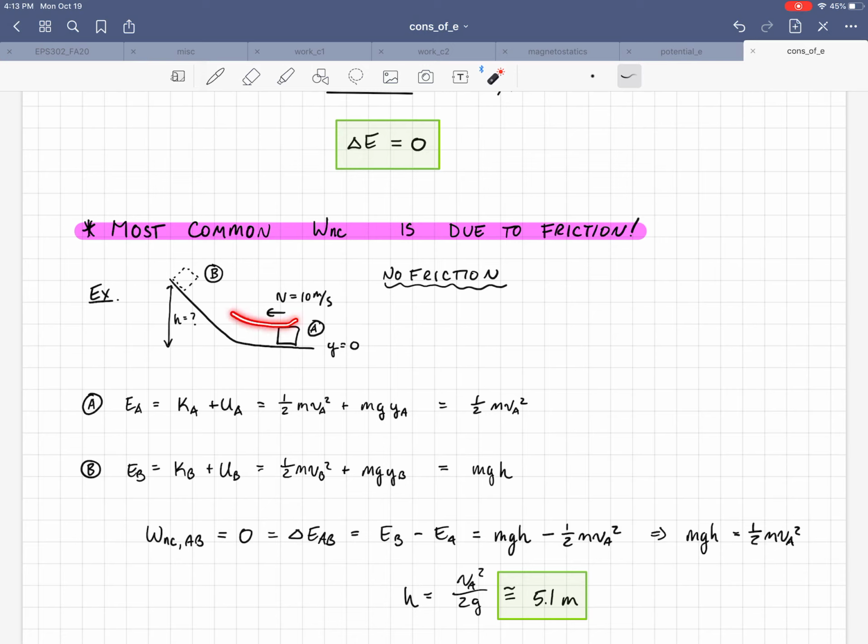In this case, though, the block slides up and reaches the maximum height. With no friction, when it slides back down and reaches this point, it's going to be moving at 10 meters per second. On the way up, the kinetic energy is getting converted to gravitational potential energy, and on the way back down, the gravitational potential energy gets converted back to kinetic. This is the approach for how we set up and solve problems using conservation of energy. If you have more objects in your system, then you just have more terms here that you add up.